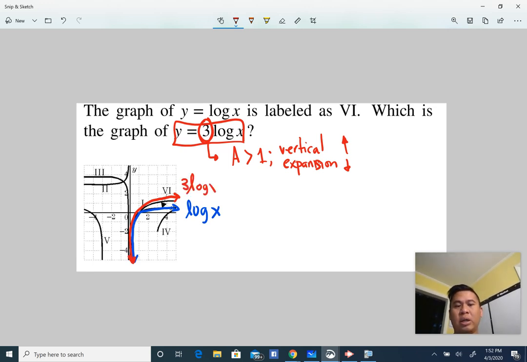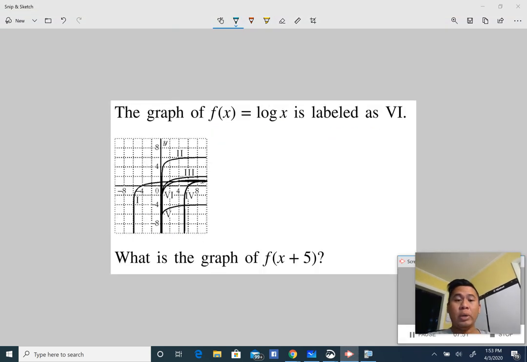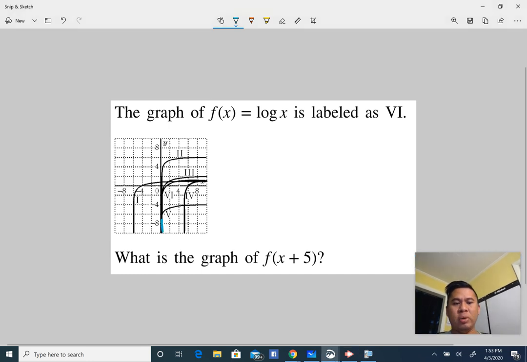Again, that is 3 log of x because of, once again, the vertical expansion. Let's go now and analyze this next graph in here. So f of x, or log x, is our VI, or Roman numeral 6. In this case, it should be in here. That is our log of x.